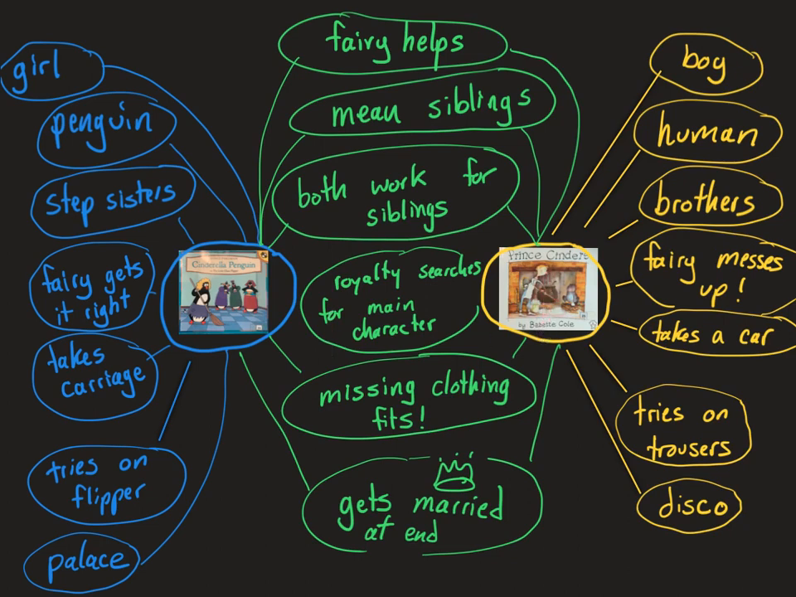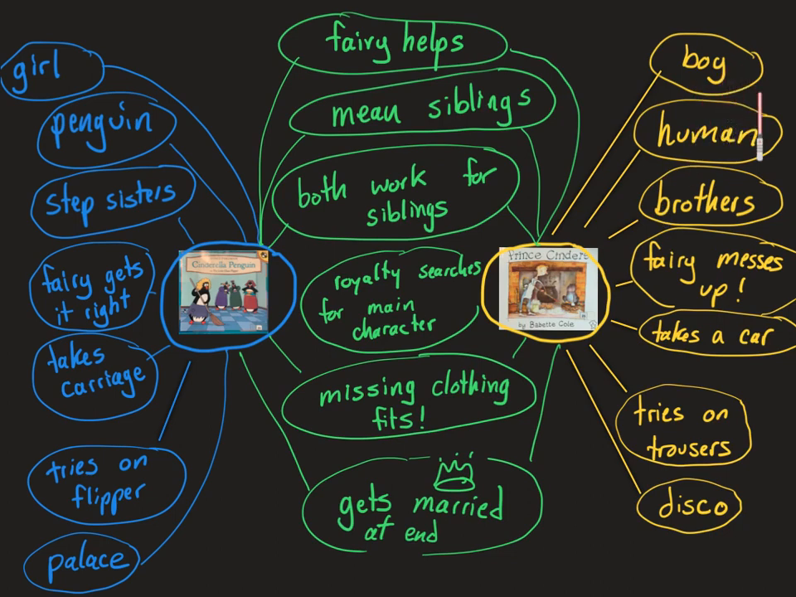So the way a double bubble map works is you have your 2 ideas that you're comparing and contrasting. And on one side, you're going to write down all of the things that just fit with one idea. So over here, I did mine color coded. Maybe you're going to do yours like that too.